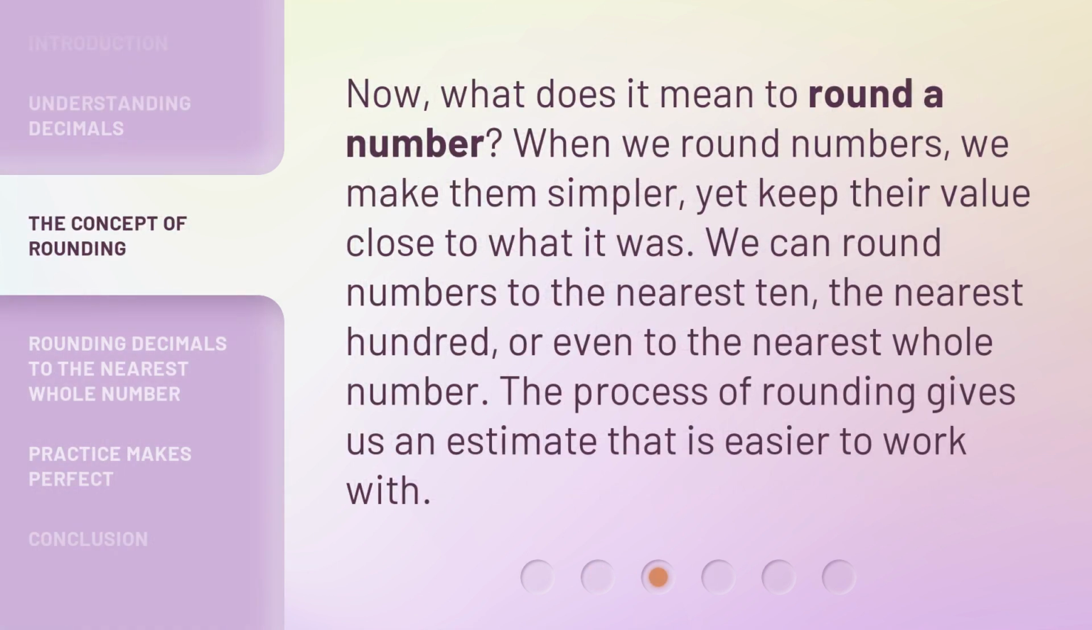Now, what does it mean to round a number? When we round numbers, we make them simpler, yet keep their value close to what it was. We can round numbers to the nearest 10, the nearest 100, or even to the nearest whole number. The process of rounding gives us an estimate that is easier to work with.